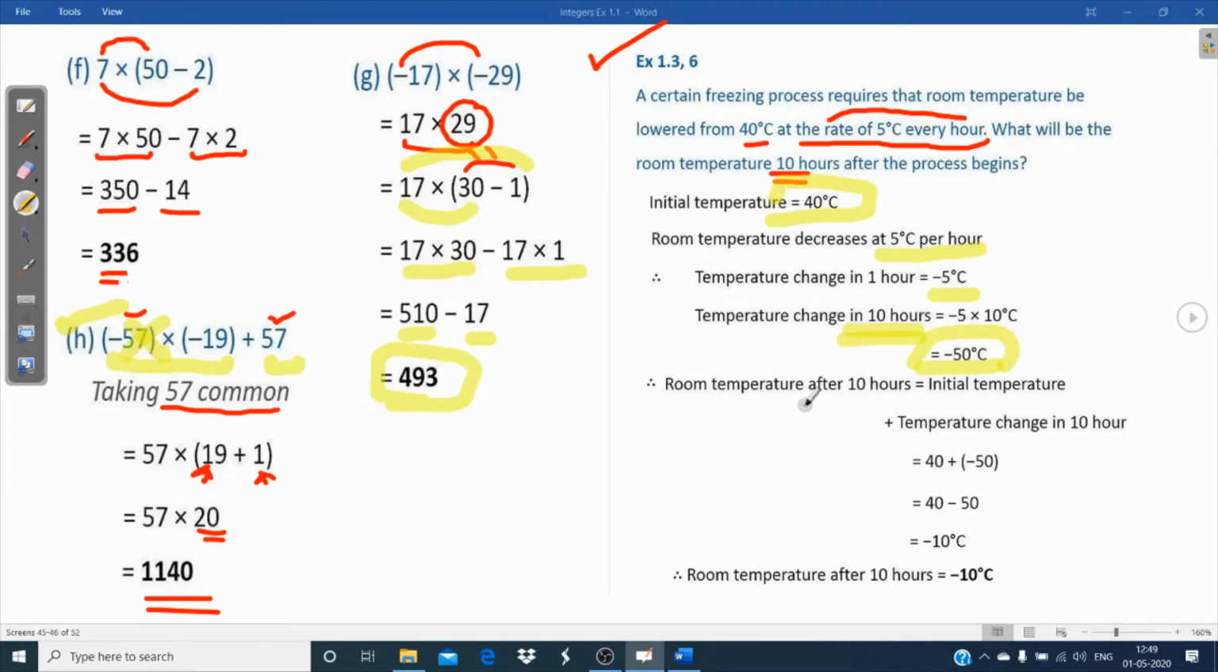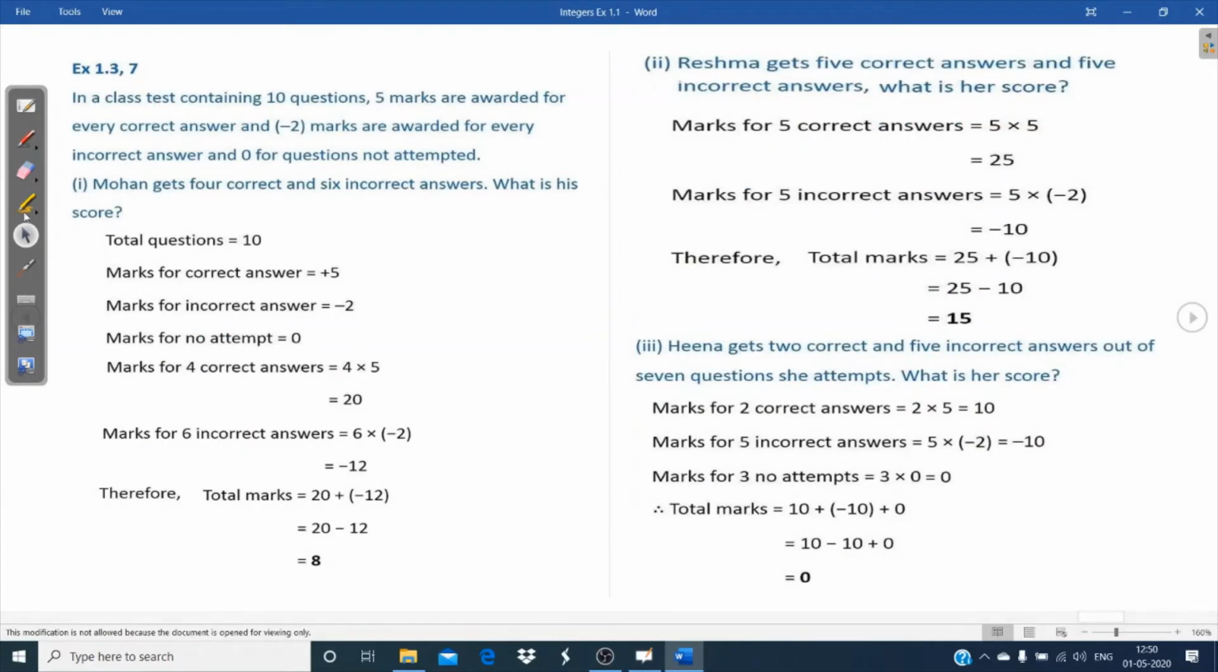So what will be the room temperature after 10 hours? Initial temperature plus temperature change in 10 hours. What was the initial temperature given, student? Initial temperature was 40, plus the change in temperature in 10 hours, minus 50 degrees. So plus minus will become what? Minus. So 40 minus 50, what will you get? Minus 10. So room temperature after 10 hours will be minus 10 degrees Celsius.